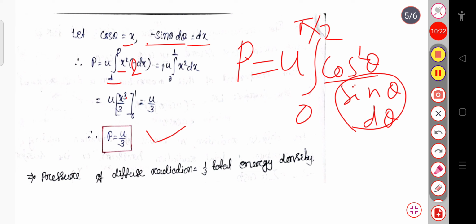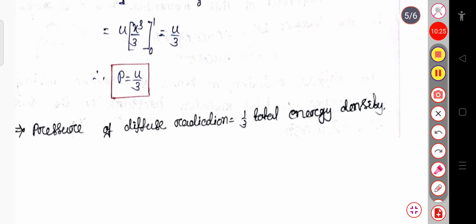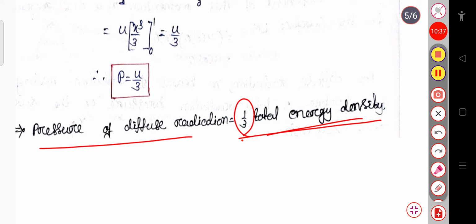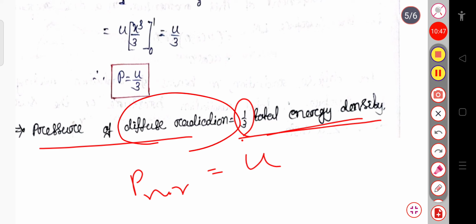Clear? So here what we have seen is that the pressure of diffuse radiation will be equal to 1/3 of the total energy density. In case of diffuse radiation, the pressure will be 1/3 of the total energy density, whereas in case of normal incidence, P normal will be equal to the energy density. So this is all for today, this is all about your radiation pressure.